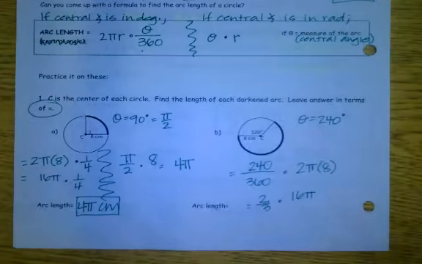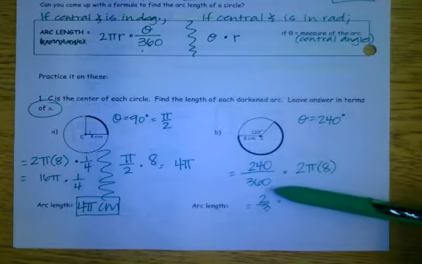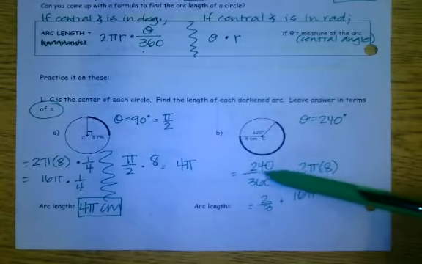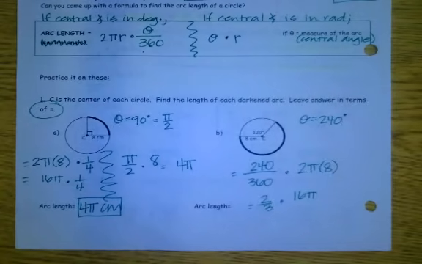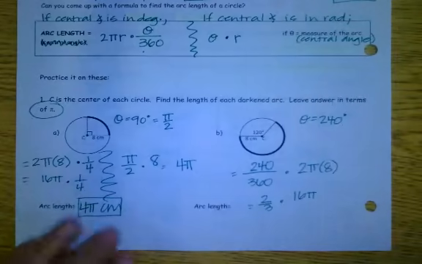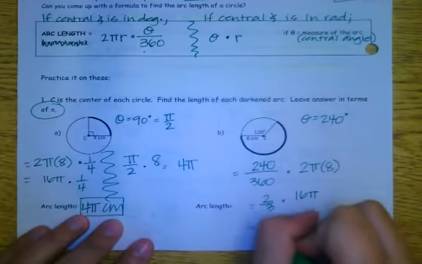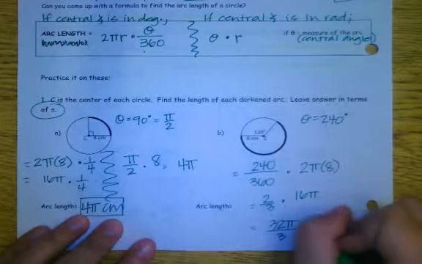When your numbers are large, like 240 and 360, it might be easier to simplify this fraction first, and then multiply. Your numbers will be smaller. What did you guys get? 32 pi over 3. Very good. Centimeters. Don't forget your units.